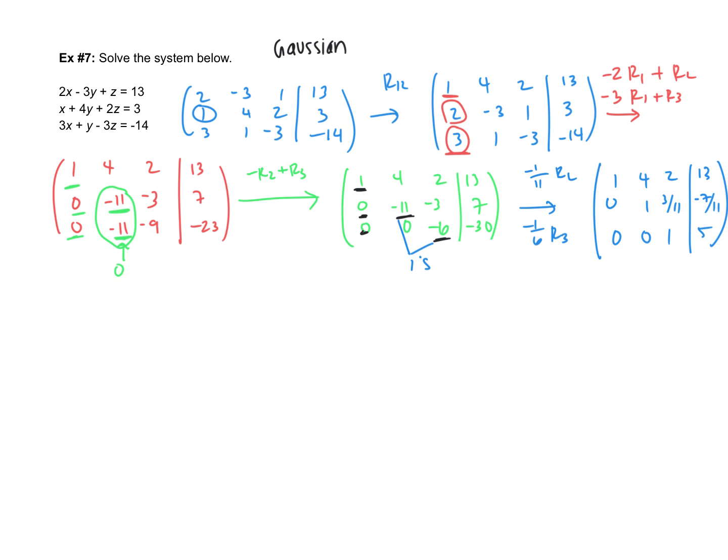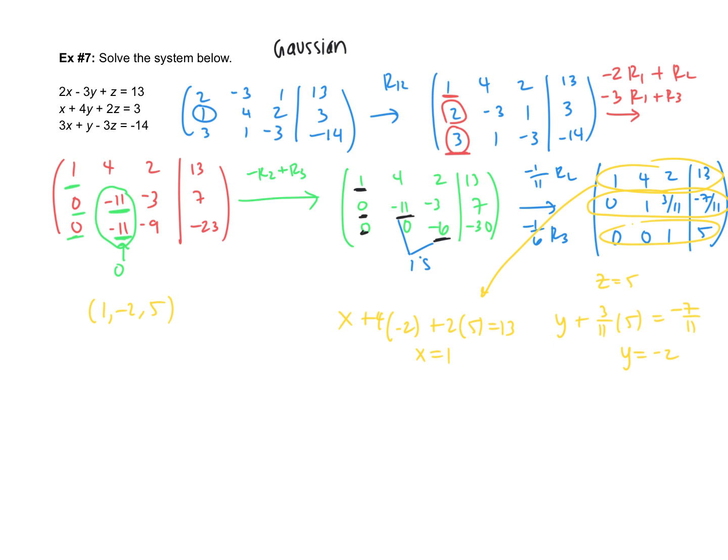Okay, so finally, we've done all of this work that we can now solve. If I start on the bottom row, I see that z equals 5. If I go to the middle row, I see that y plus 3 over 11 times z is equal to negative 7 over 11. So that gives me y is equal to negative 2. And then if I go to that very first row, I'm going to have x plus 4 times y, plus 2 times z is equal to 13, which gives me x equals 1. So my solution is 1, negative 2, 5.